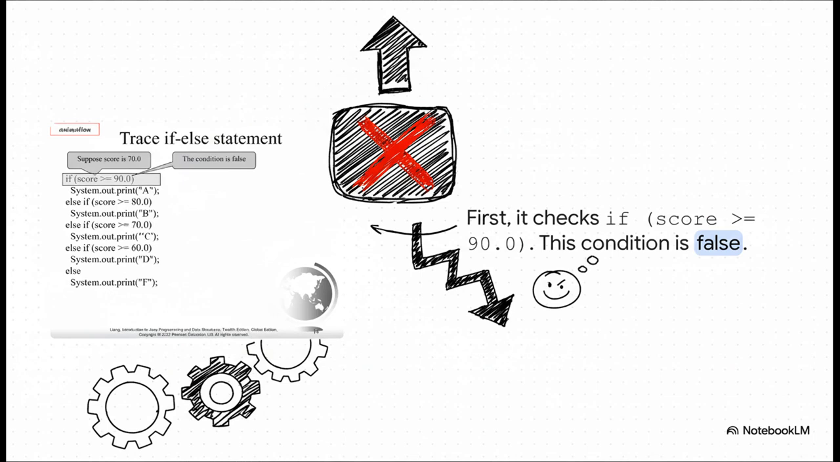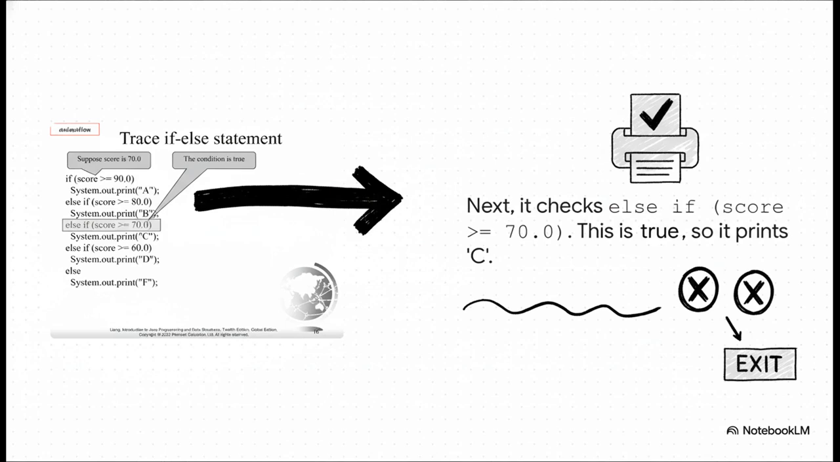So it completely ignores the code for grade A and immediately drops down to check the very next condition in the chain. Okay, so the next check it hits is else if score greater than or equal to 80.0. Is 70 greater than or equal to 80? Nope, still false, so it keeps going and lands on the check you see here. Else if score greater than or equal to 70.0. Okay, is 70 greater than or equal to 70? Yes, that's true. So it dives into this block, print C.